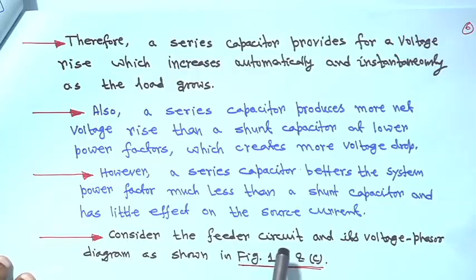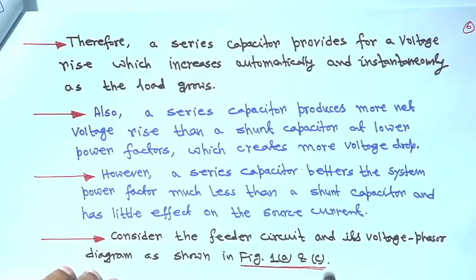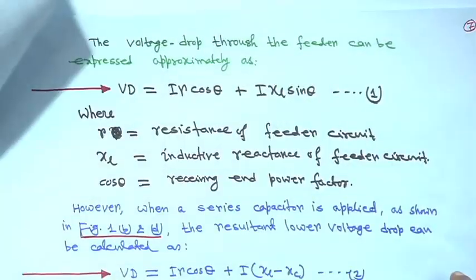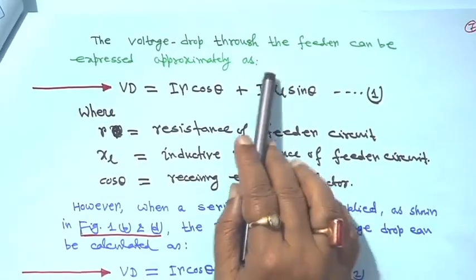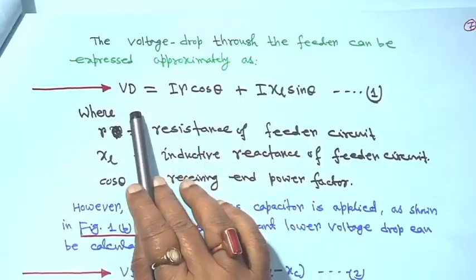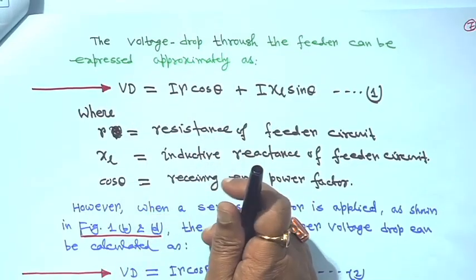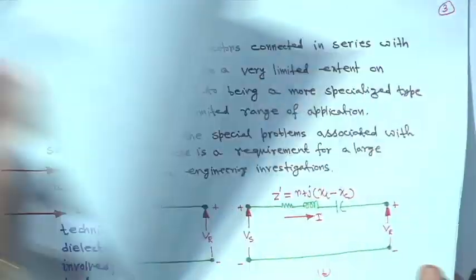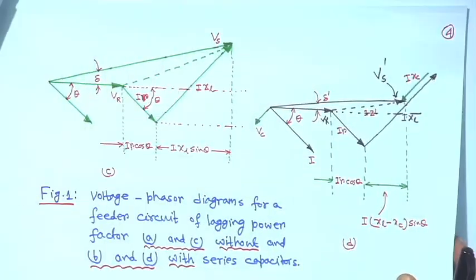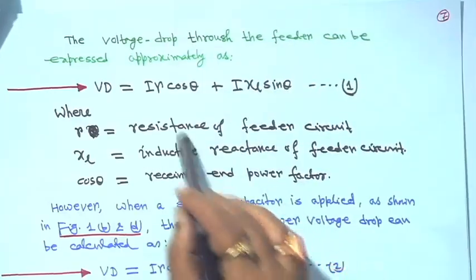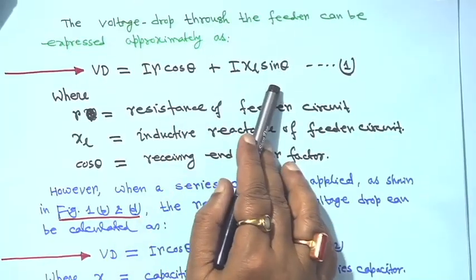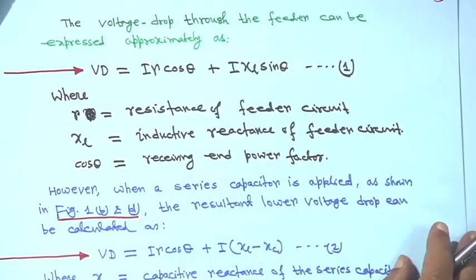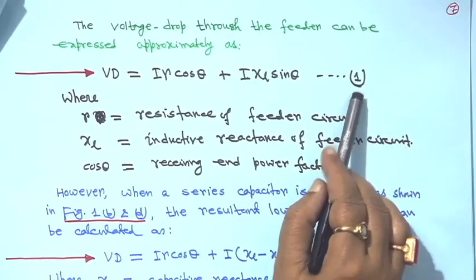Consider the feeder circuit and its voltage phasor diagram, which we have seen in figure 1a and c. From this diagram, the voltage drop through the feeder, when the series capacitor was not there, is IR cos theta plus I XL sin theta. This is equation 1.